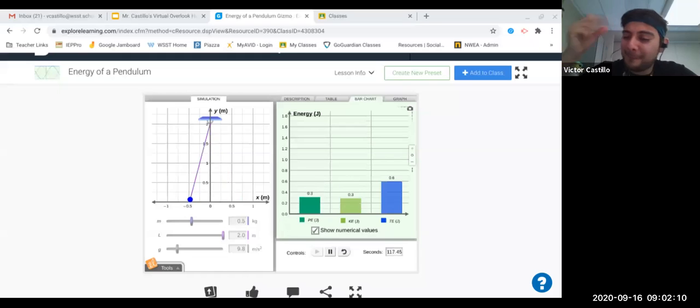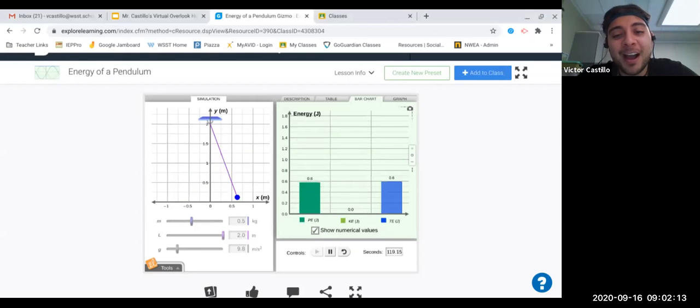Thank you, Sadi. Yes, because both kinetic energy and potential energy add up to make total energy. So if I stop at any point, let's say I stop it right here. Potential energy is 0.5 joules and kinetic energy is 0.1 joules. So what's 0.1 plus 0.5? 0.6 joules. What happens if I click play again and stop it again? Now potential energy is 0.6 joules and kinetic energy is 0 joules. So what's 0.6 plus 0?